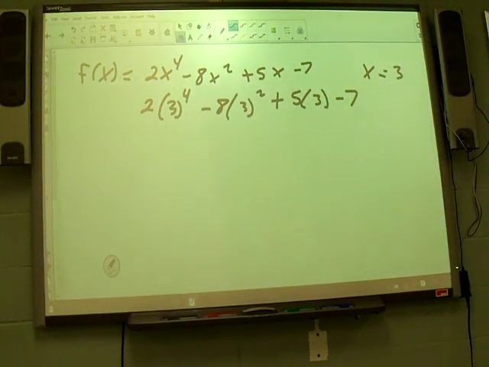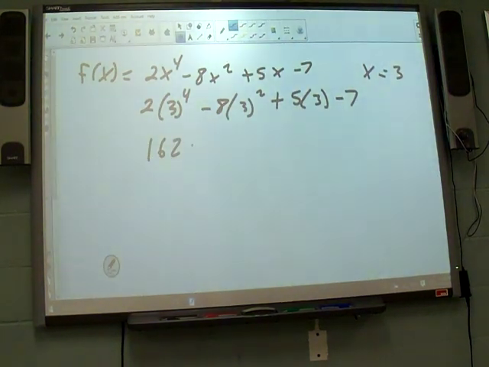I need to solve that. So you do your exponents first. Okay, 3 to the 4th: 3 times 3 is 9, times 3 is 27, times 3 is 81. 81 times 2 is 180. No. What's 81 times 2? 162. I was wanting to make it 182. Good job, Garrett. 162.